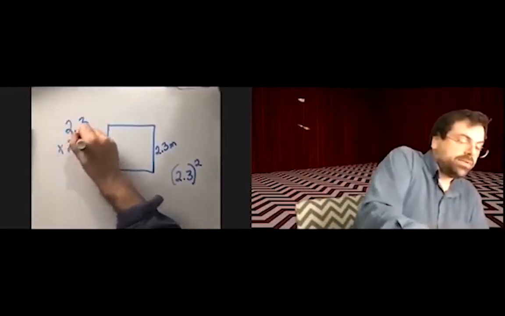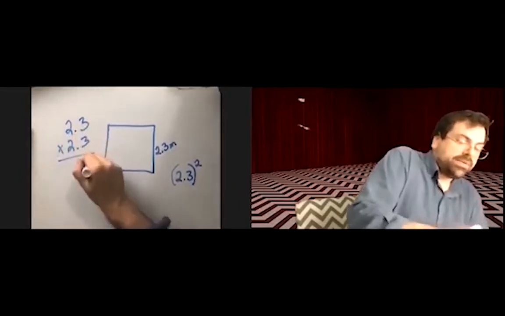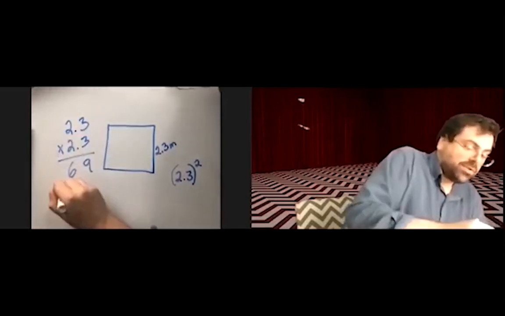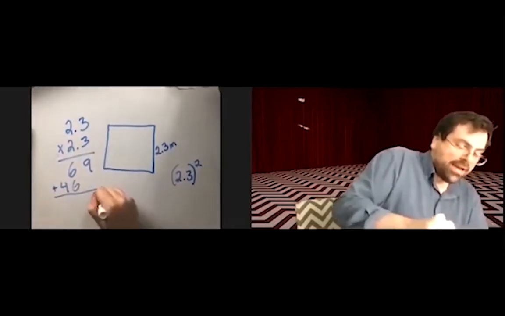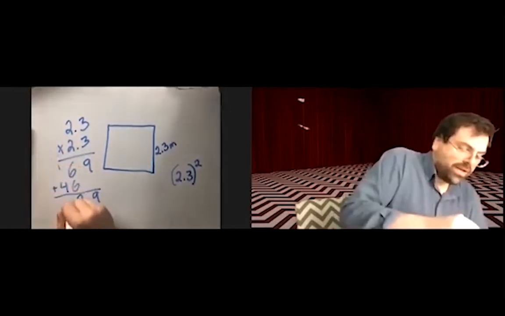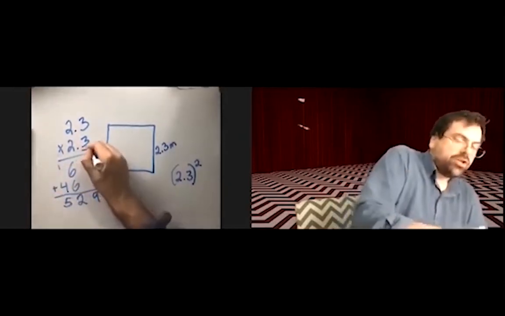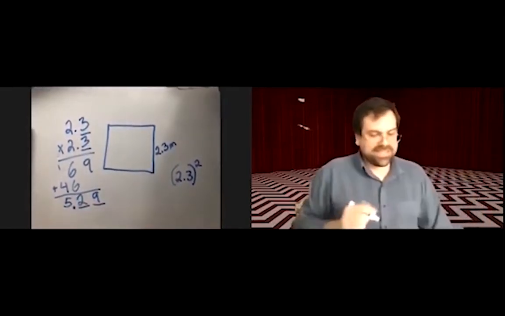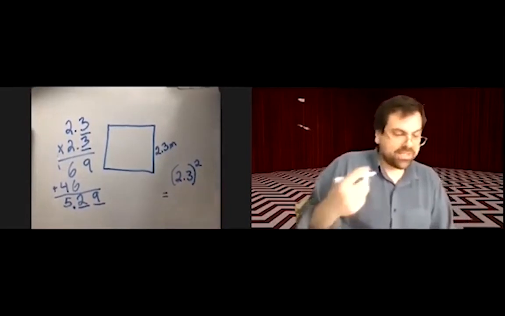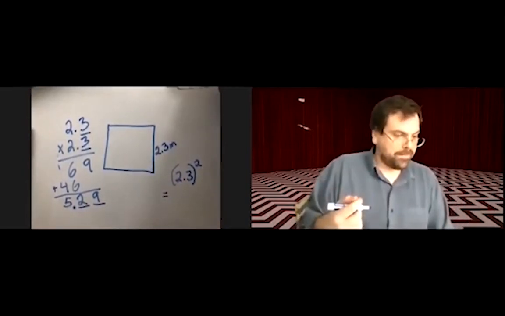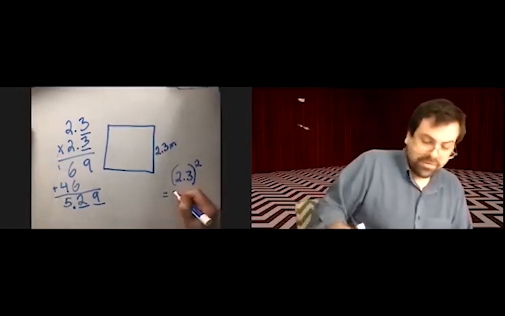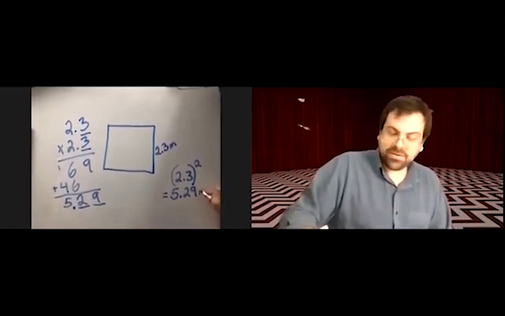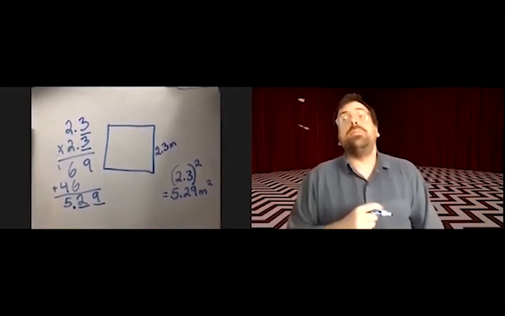2.3 times 2.3. 3 times 3 is 9. 3 times 2 is 6. 2 times 3 is 6. 2 times 2 is 4. Add 9, 12. Carry the 1. 1 plus 4 is 5. 2 decimal points, or 2 places past the decimal point. 2.3 squared is 5.29. And in this case, we would have meters squared as well, or squared meters.